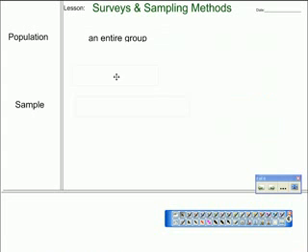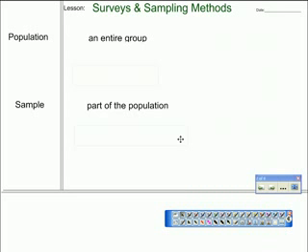A sample is merely a part of that population. So our classroom, it's part of the school population, correct? It's part of the population of the state of Ohio, part of the population of the earth, United States of America. However, this classroom is not part of the population of, I don't know, the state of Florida, Florida's population.